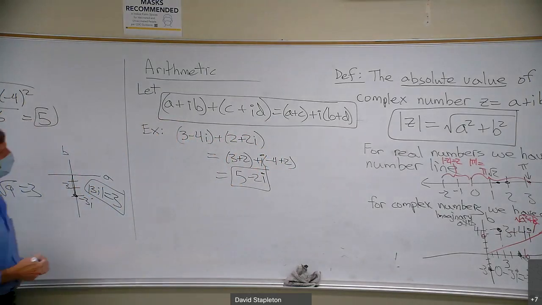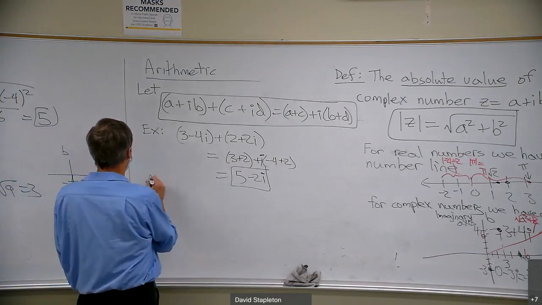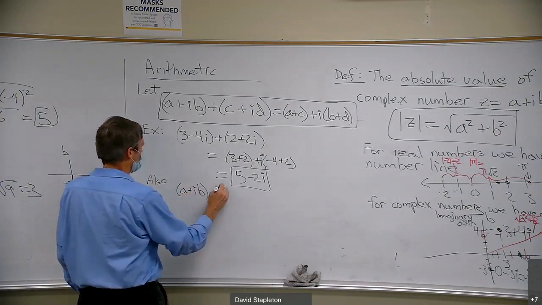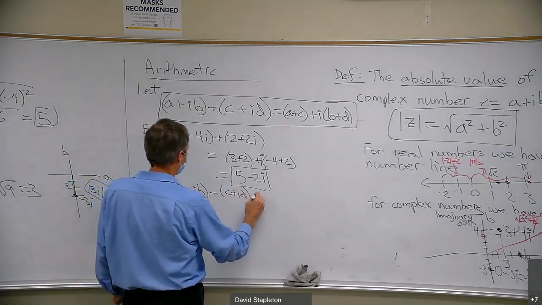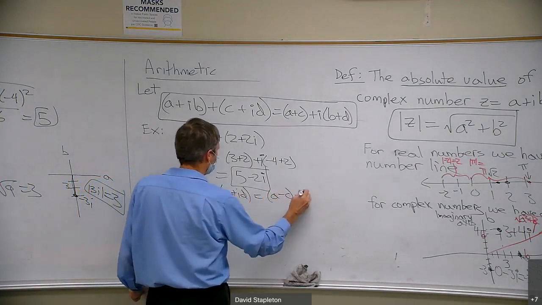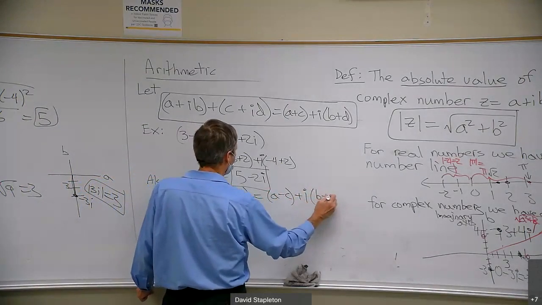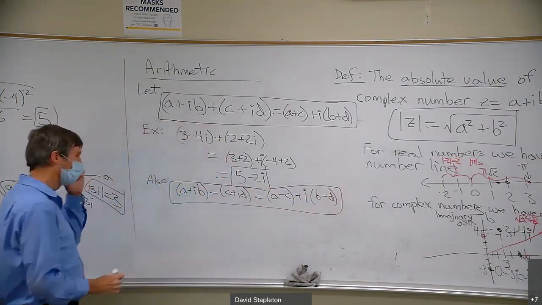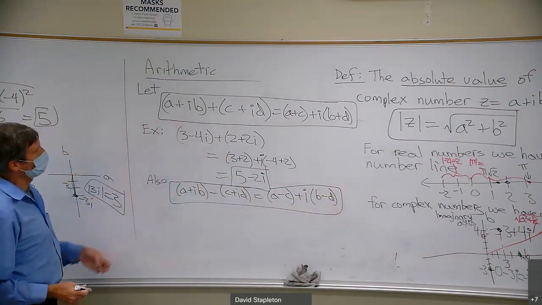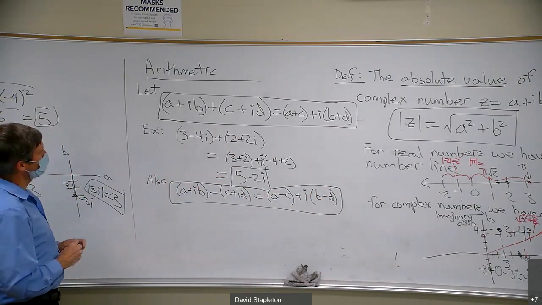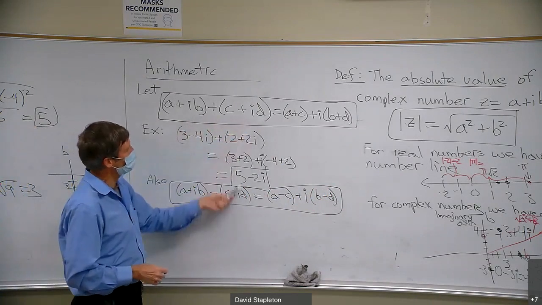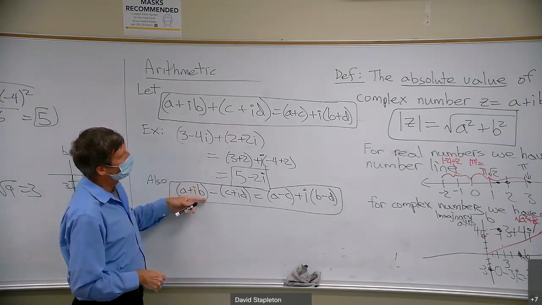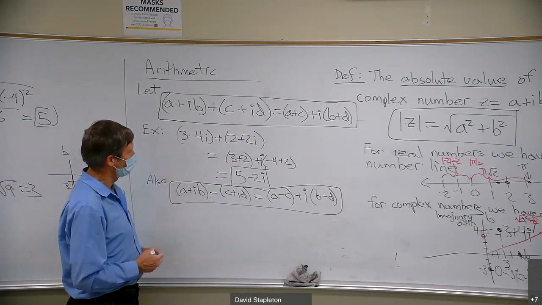And subtraction is similar. If I take a plus ib, subtract c plus id, I can just subtract the real parts, and add i times the difference of the imaginary parts. So there's subtraction. And once again, these are consistent with real numbers, right? If these complex numbers have b and d equal to 0, then this arithmetic is consistent with what you did with real number arithmetic. So it makes real number arithmetic a special case of this. That's what we want, right?